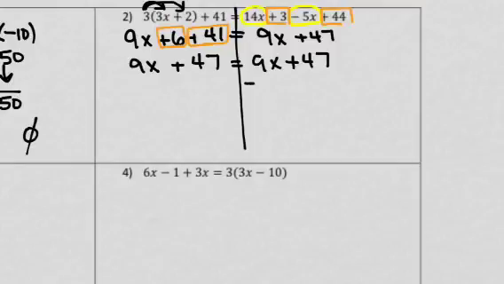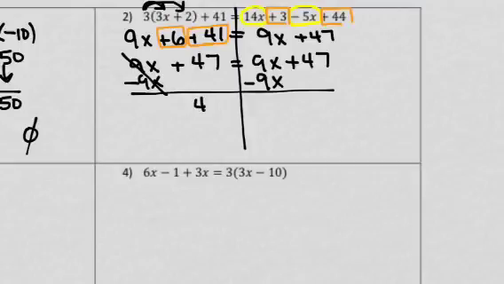So if I subtract the 9x from both sides, I notice something weird happens again. 9x minus 9x cancels, and I'm left with 47. 9x minus 9x cancels over here, and I'm left with 47. This time, though, I'm left with a true statement. 47 is always equal to 47.